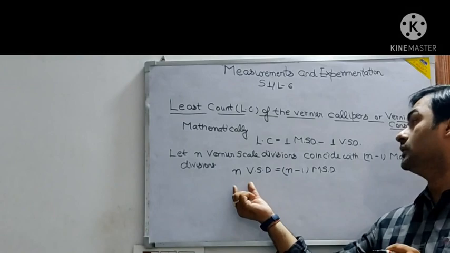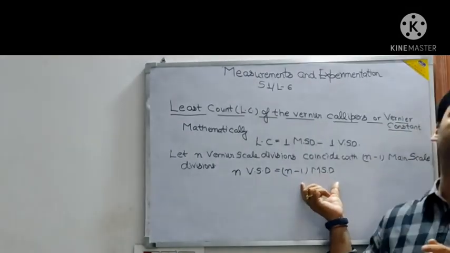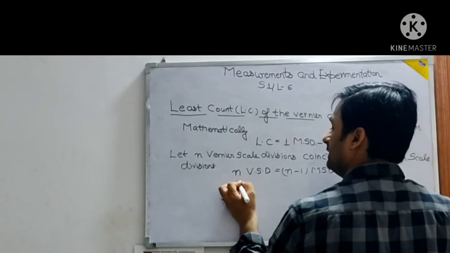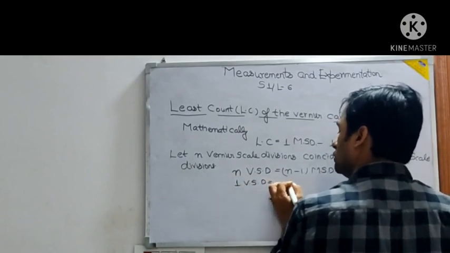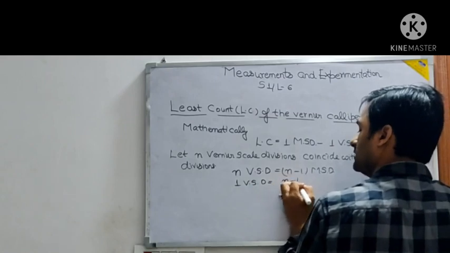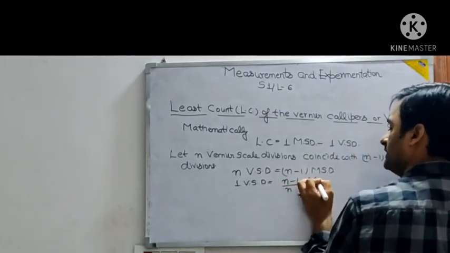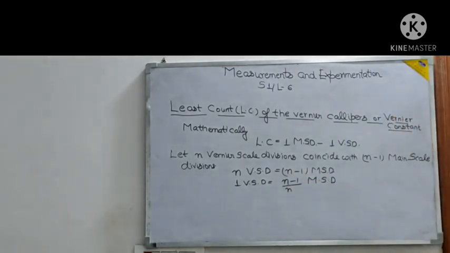Since they are coinciding, the value of n VSD should be equal to what? n minus 1 MSD. So can we say that 1 VSD, that means 1 vernier scale division, is equal to (n minus 1) by n main scale divisions? Yes or no?